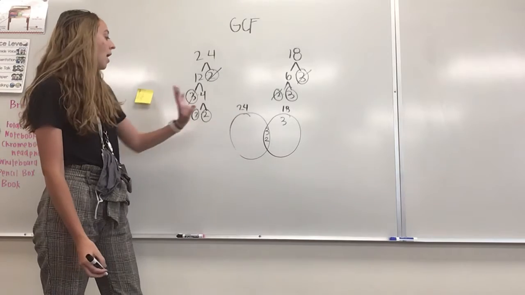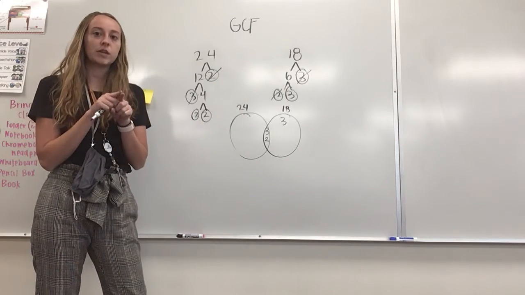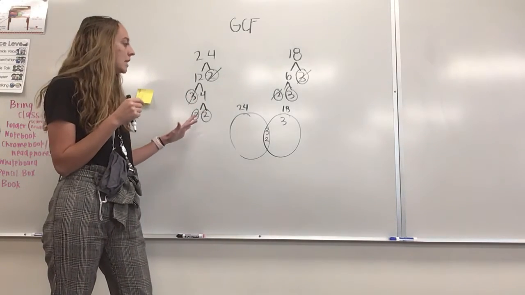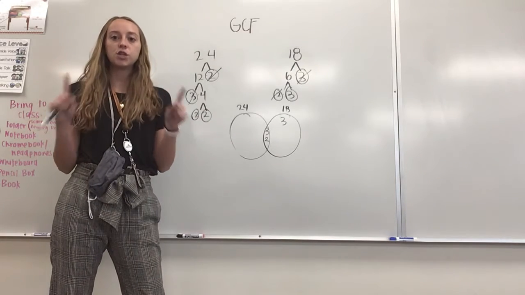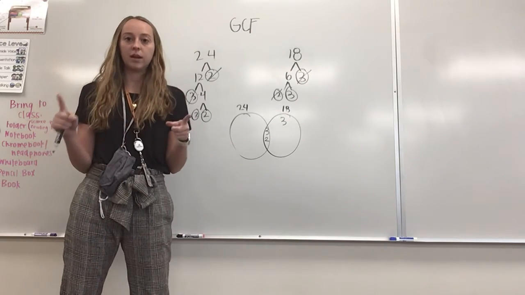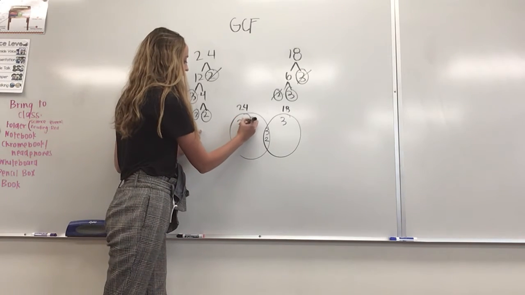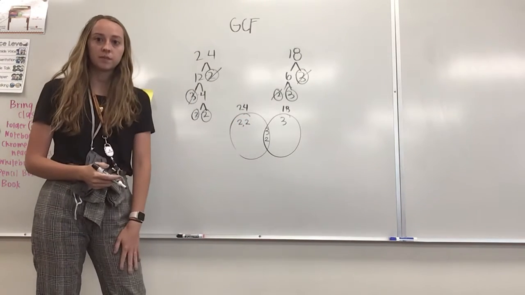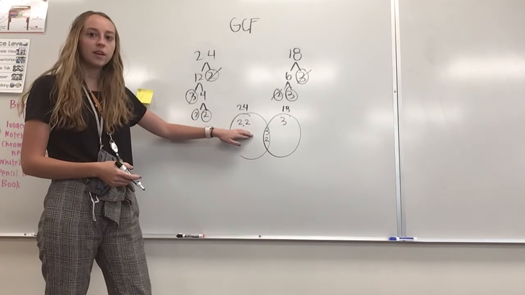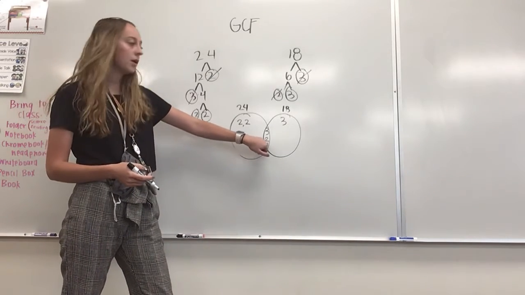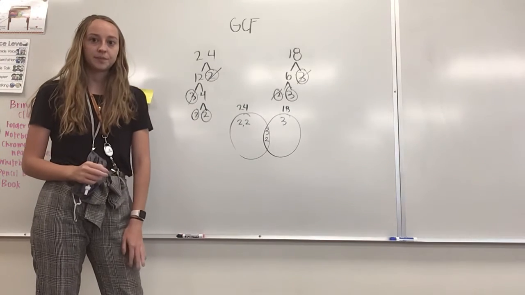And then I don't have anything else that matches. So I do have more 2s and I have more 3s, but I don't have another 2 on either side or another 3 on either side. So I can just fill in my 24. It has 2 2s left over. So I have a 2 and a 2 over here. I have a 3 and a 2 in the middle. I have a 3 under my 18.